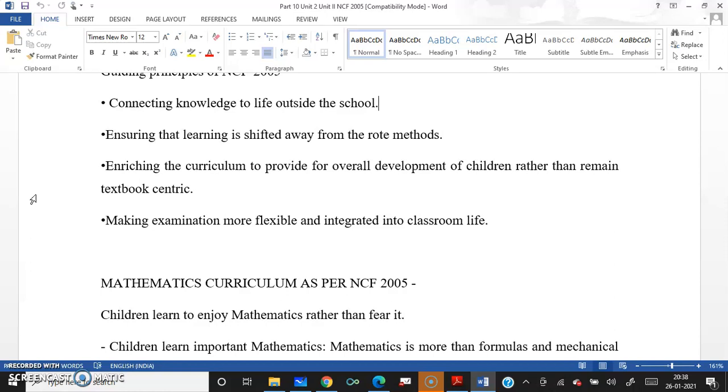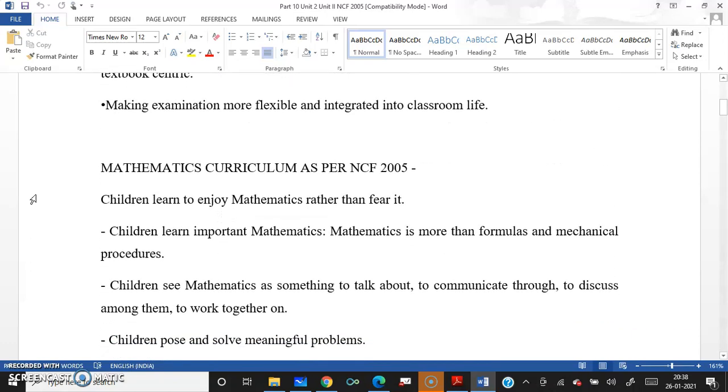Then making examination more flexible and integrated into classroom life. It should not be a rigid examination type. There should be different types of examination, and sometimes students may attend, sometimes may not attend. Some sort of flexibility should be there, and it should be along with the normal classroom situation. It should not be something different. So these are the things dealt with in NCF 2005.